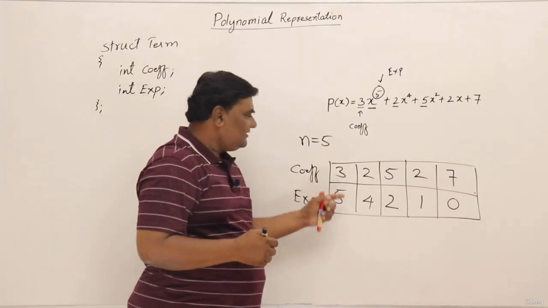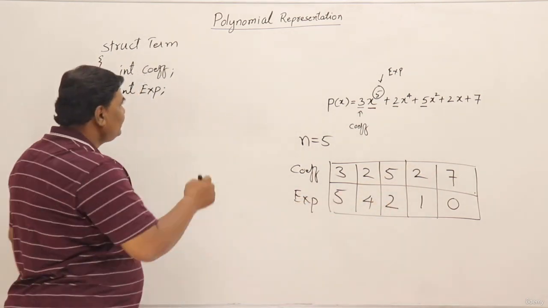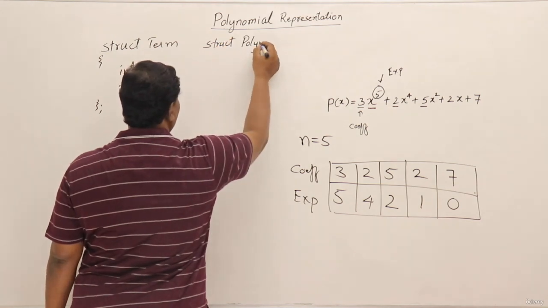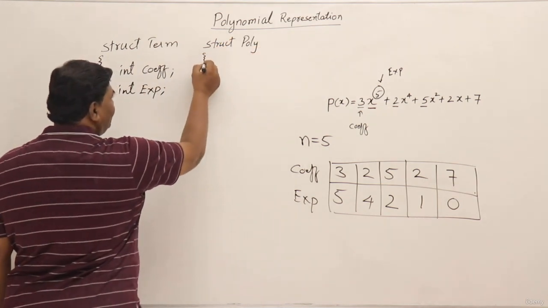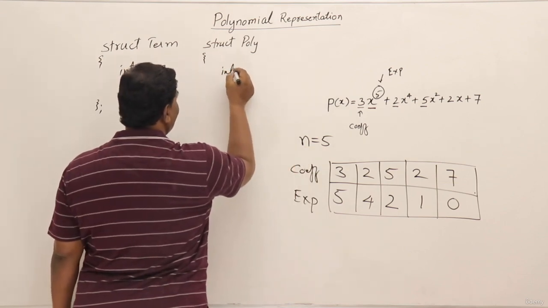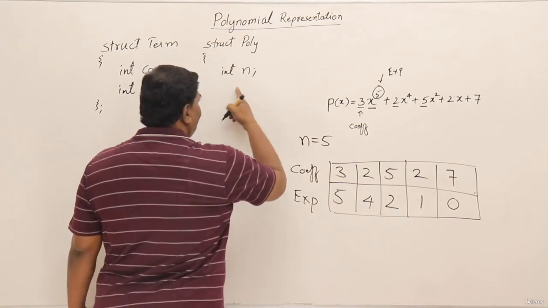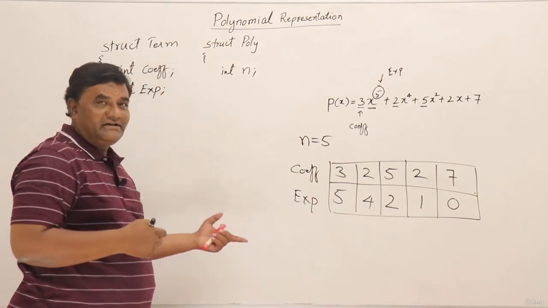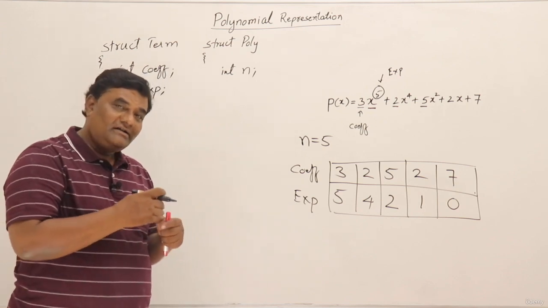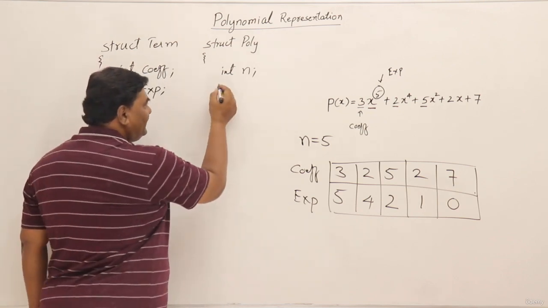Then what is a polynomial? A polynomial is an array of terms or a collection of terms. So now let us define struct polynomial. I write it in short as poly. Then the polynomial should have the number of non-zero terms, that is n, and an array of these terms. Now for the array of terms, either I can declare an array of terms or else I can take a pointer and dynamically create an array of terms. So I will take a pointer here.